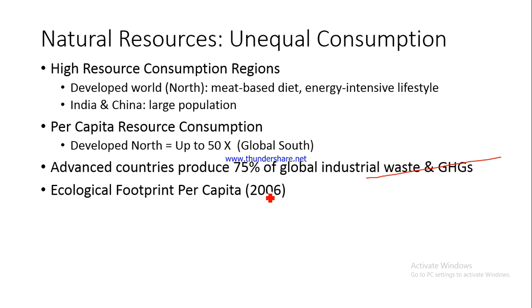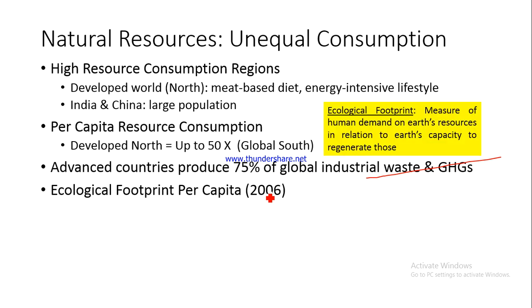If you talk about ecological footprint per capita, and this is the 2000 figure that we are taking, what do we mean by ecological footprint per capita? See, it is a measure of human demand on Earth's resources. Basically this is a measure of how much demand we are putting on Earth's resources with respect to the capacity of the earth to regenerate those resources. So that is what ecological footprint is.